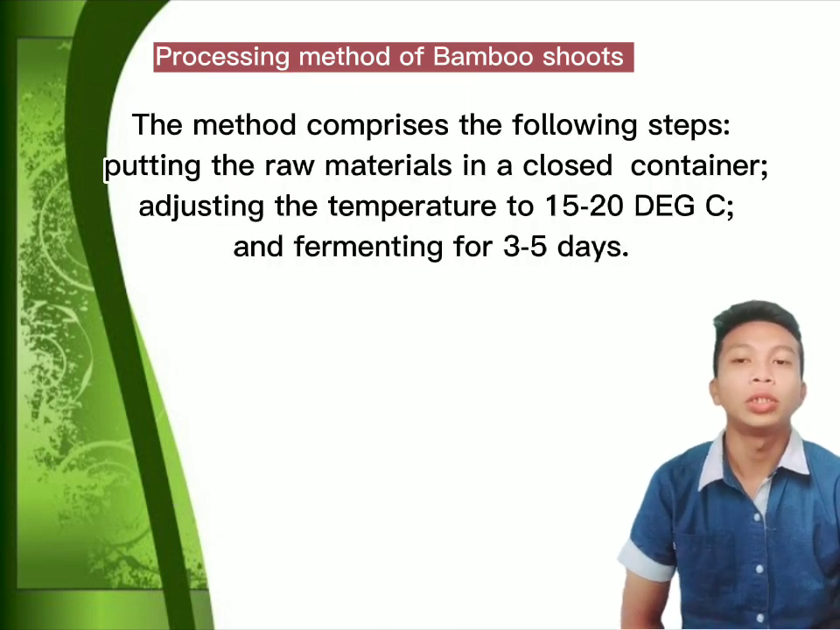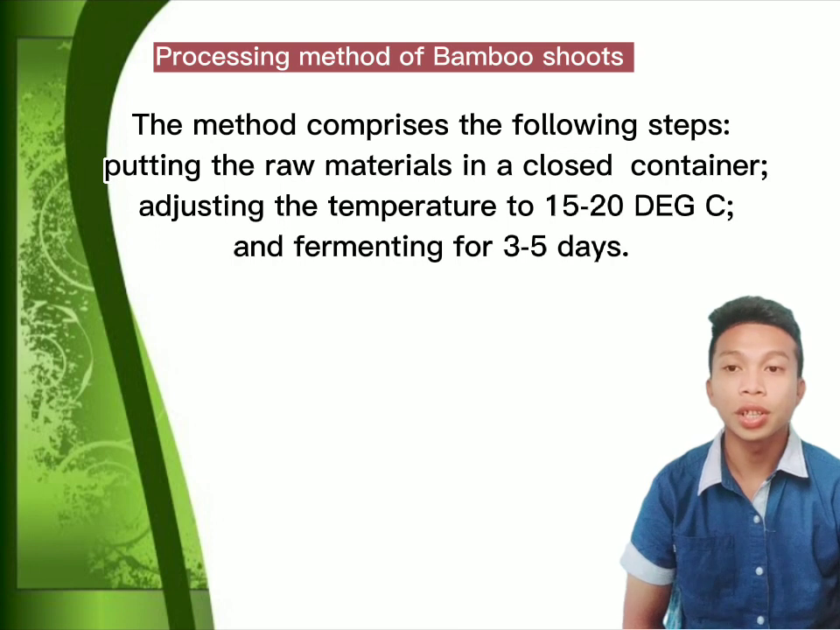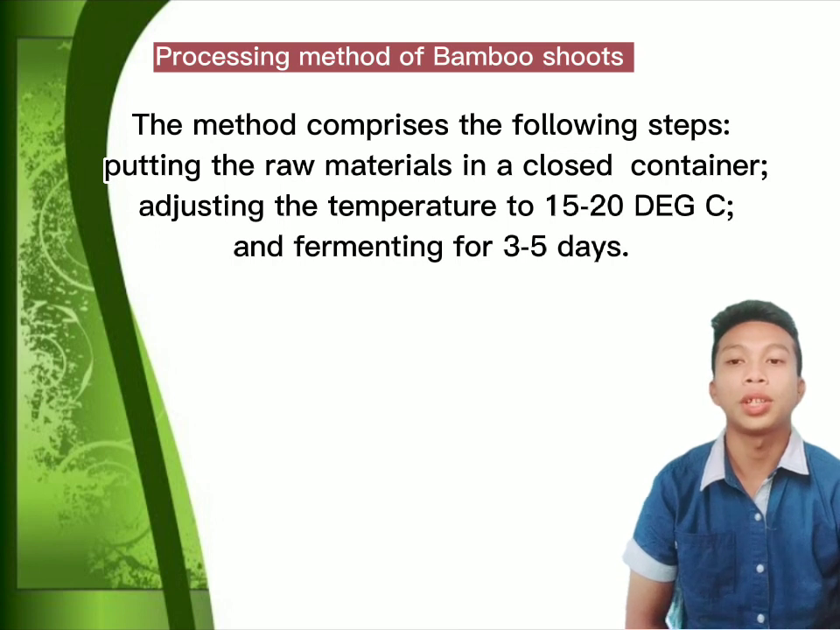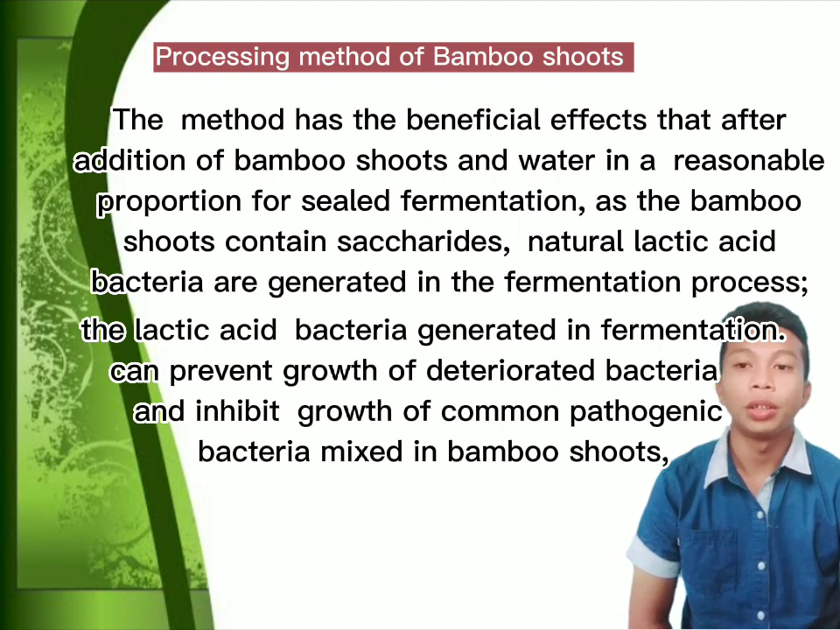Now, let's move on to the processing method of bamboo shoots. The method comprises the following steps: putting your materials in a closed container, adjusting the temperature to 15 to 20 degrees Celsius, and fermenting for 3 to 5 days. The method has the beneficial effects that after addition of bamboo shoots and water in reasonable proportion for sealed fermentation, the bamboo shoots contain saccharides and natural lactic acid bacteria are generated in the fermentation process.